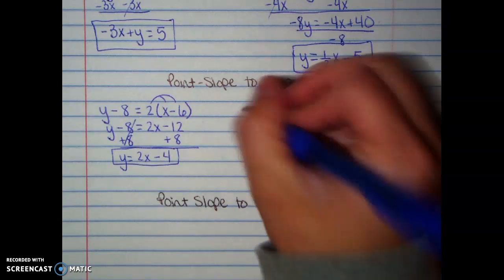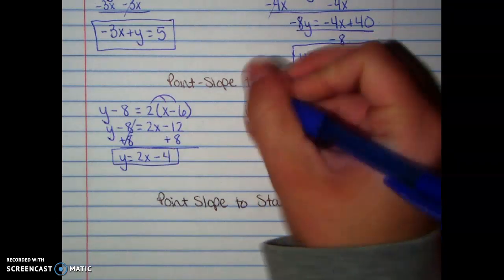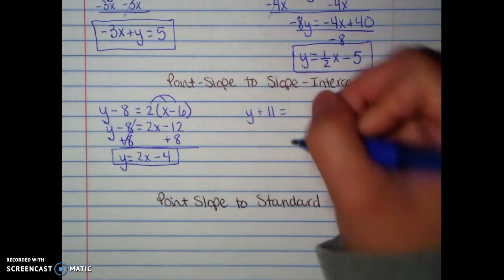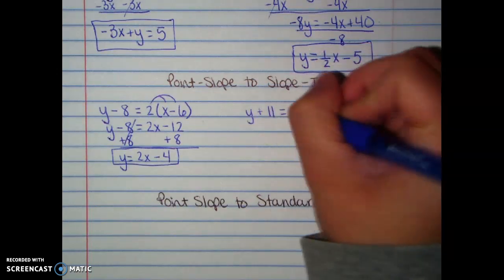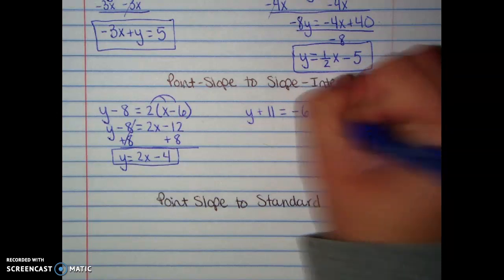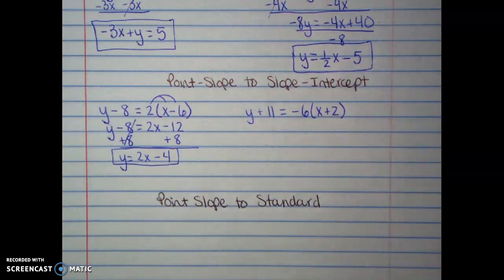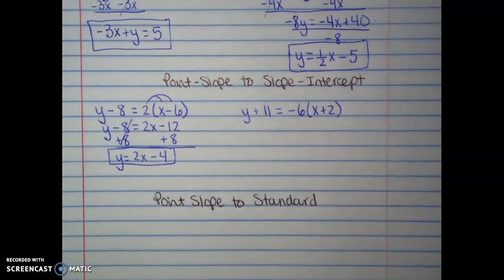Okay, let's try another one. And if I were you, I would pause this video after I write out this equation so I can see if I know what I'm doing on my own. Because just copying this down is not going to help you very much. So the equation is y plus 11 equals negative 6 times x plus 2.